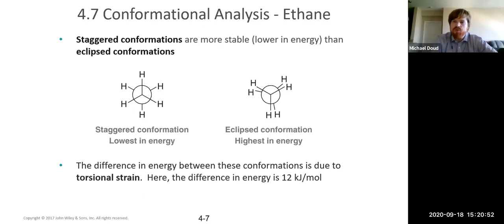So the word that we use to describe this repulsion of the bonds, the carbon-hydrogen bonds that we see here, is what we call torsional strain. And in the case where you have 3 carbon-hydrogen bonds that are all overlapping, in the case of ethane, that difference in energy is 12 kilojoules per mole.